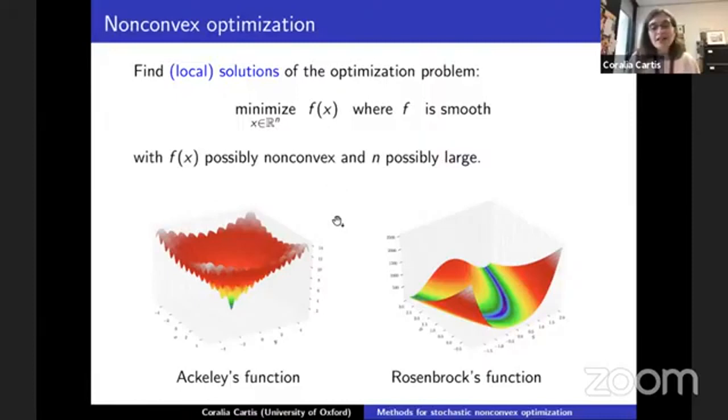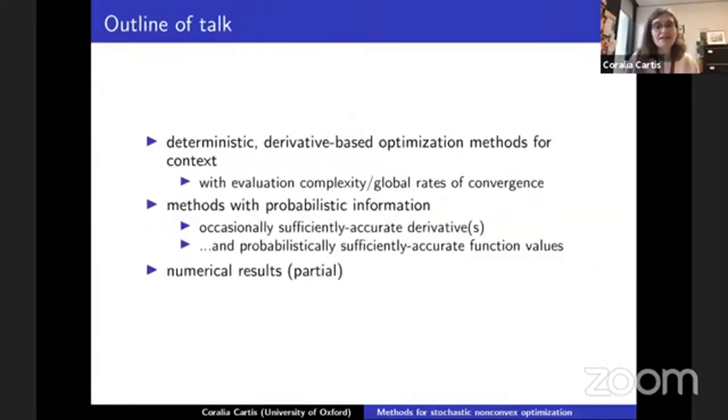These landscapes come in all shapes and sizes. Here are two well-known test functions. It could be a landscape that has many local solutions, or one that has just one stationary point, one critical point, that's also the global solution, but it lies in a banana-shaped valley. So in fact, they can be anything.